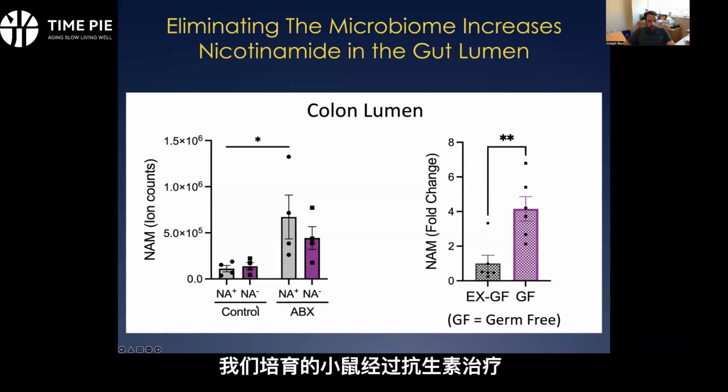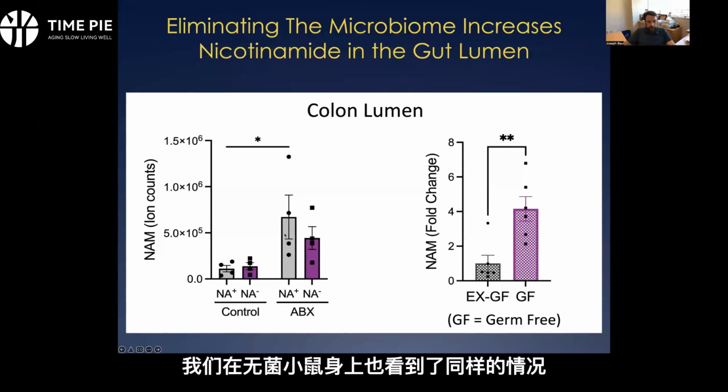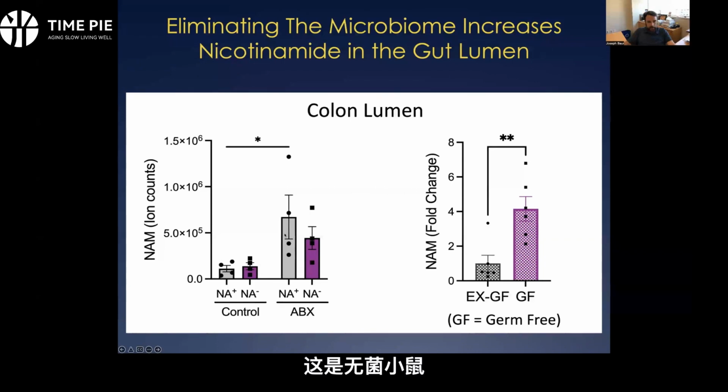And we've generated mice that were antibiotic treated, so they have no microbiome. That's the ABX. And they're on a diet with or without nicotinic acid present. And we're measuring nicotinamide in the colon lumen. And you can see here, when you wipe out the microbiome with antibiotics and take all the nicotinic acid and nicotinamide out of the diet, you actually end up having an increase in nicotinamide that's present in the colon lumen. And we see the same thing with germ-free mice. So these are mice that were ex-germ-free, that were given bacteria again on the left, and then compared to germ-free mice looking at the colon lumen, there's higher levels of nicotinamide in there.